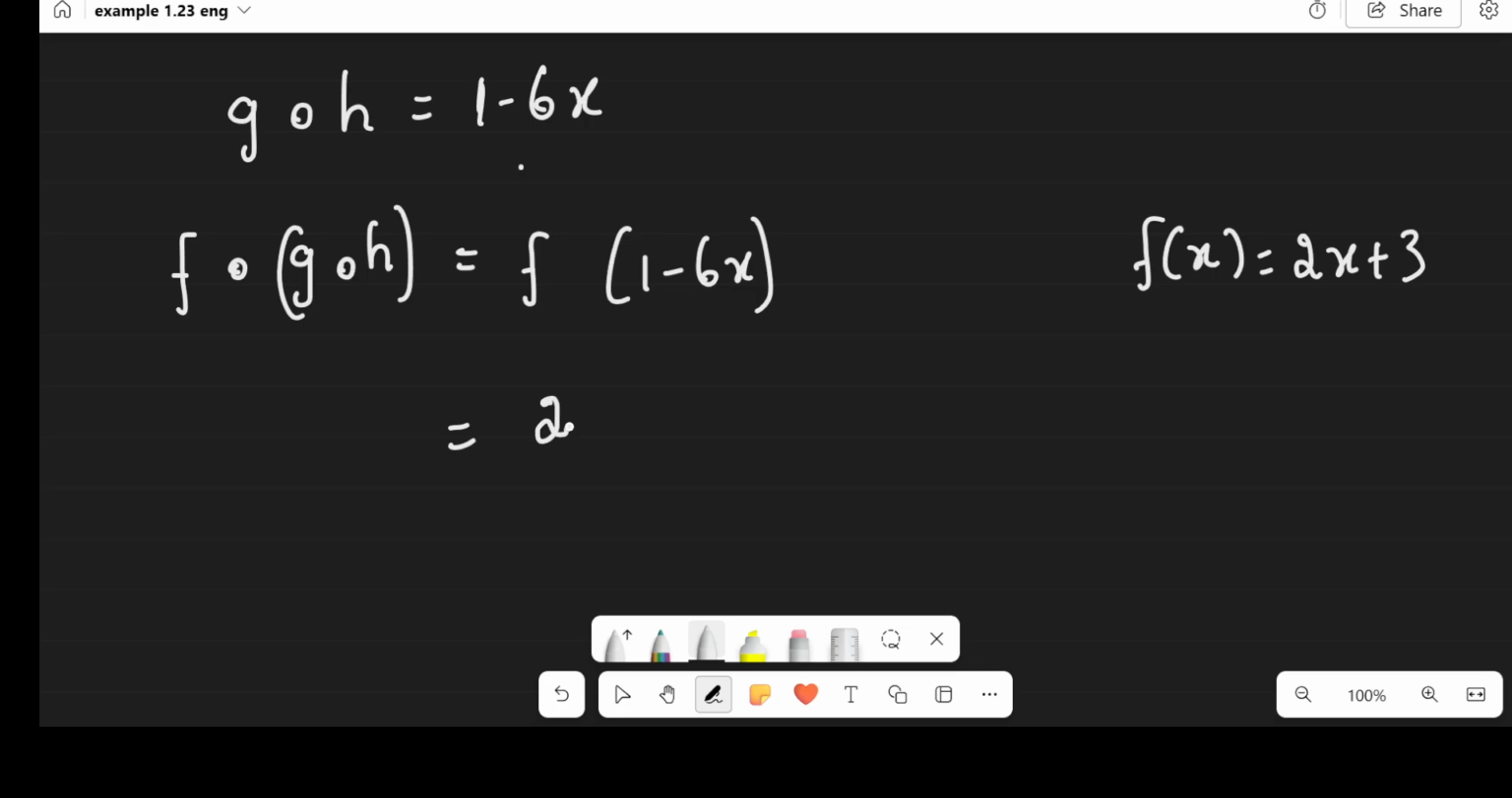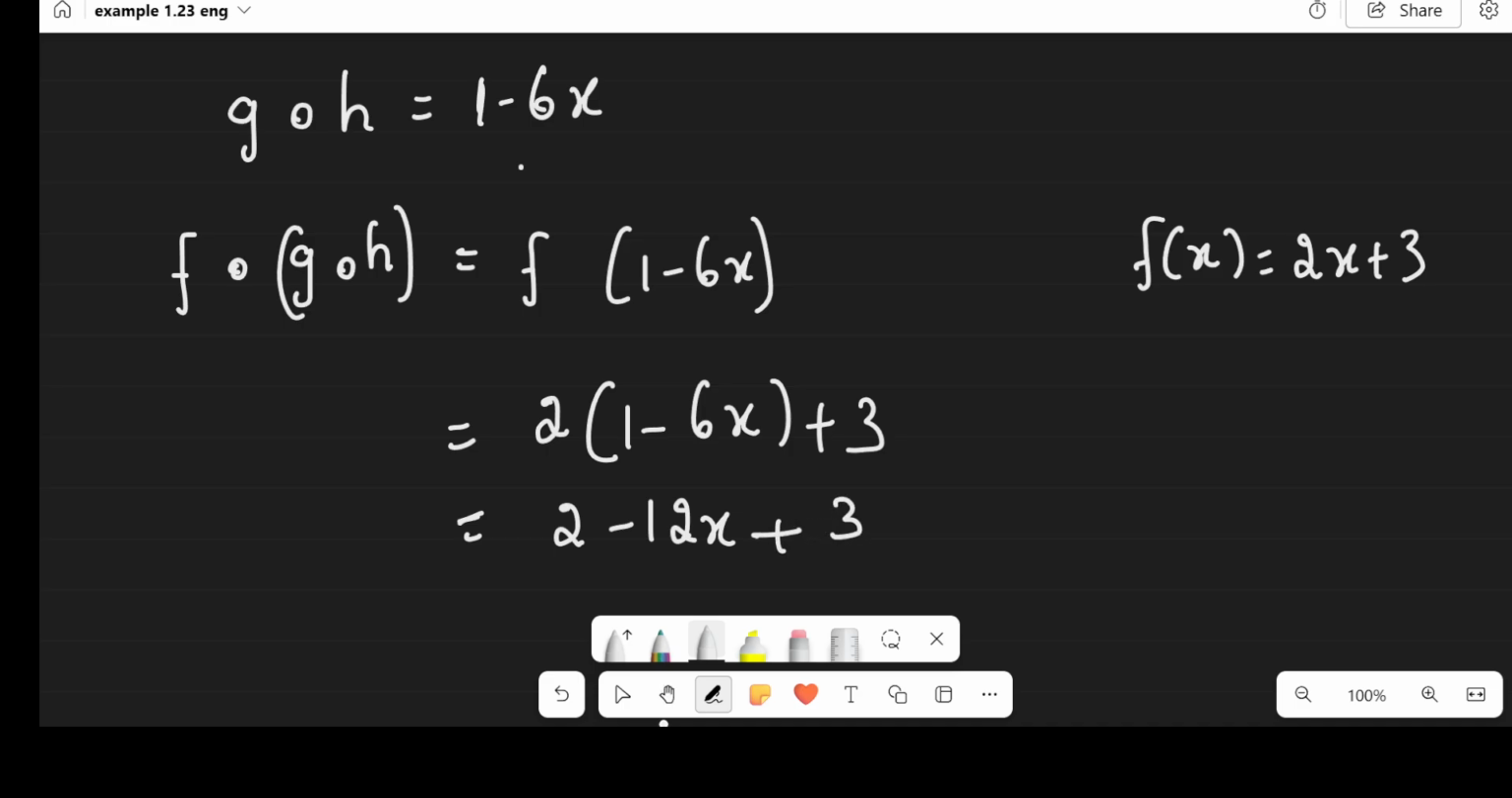So what would be the next step? 2 into x value is 1 minus 6x, so 1 minus 6x plus 3. Alright. What would be the next step? 2 into 1 minus 6x. What is 2 into 1? 2. Then what is 2 into minus 6? Minus 12, and here x should be coming. So 2 minus 12x plus 3. Right?